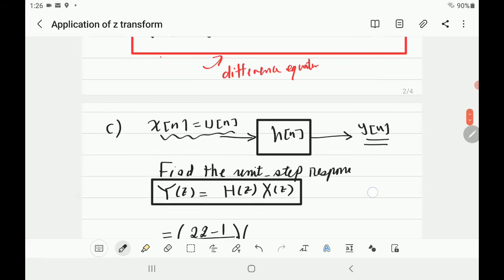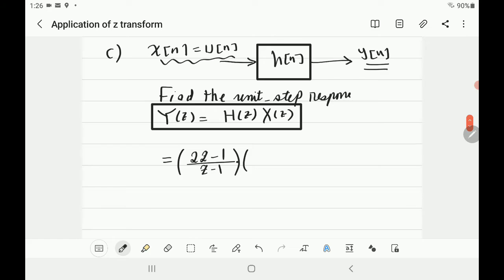It's a step, so you have to go to the table and look for the step. What is the z transformation of the step? It's equal to z over z minus 1, or maybe you find it in another form. Both are the same. Since I'm working with the positive power of z, I'm going to take this one: z over z minus 1.